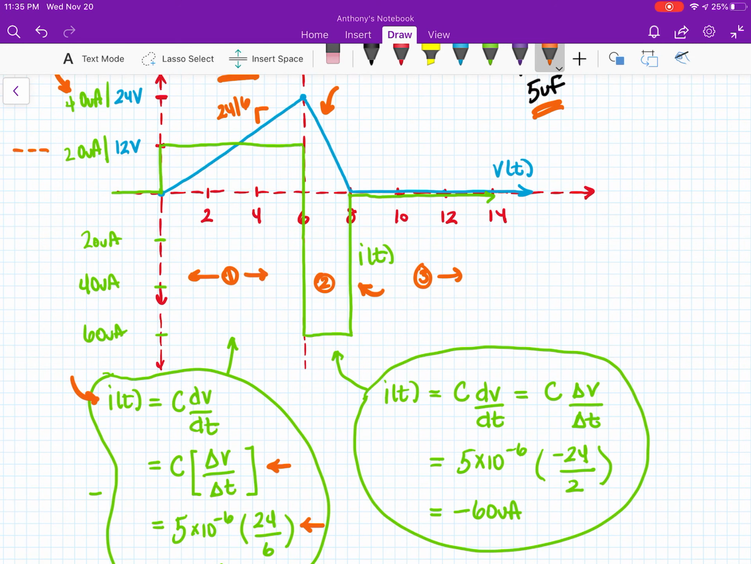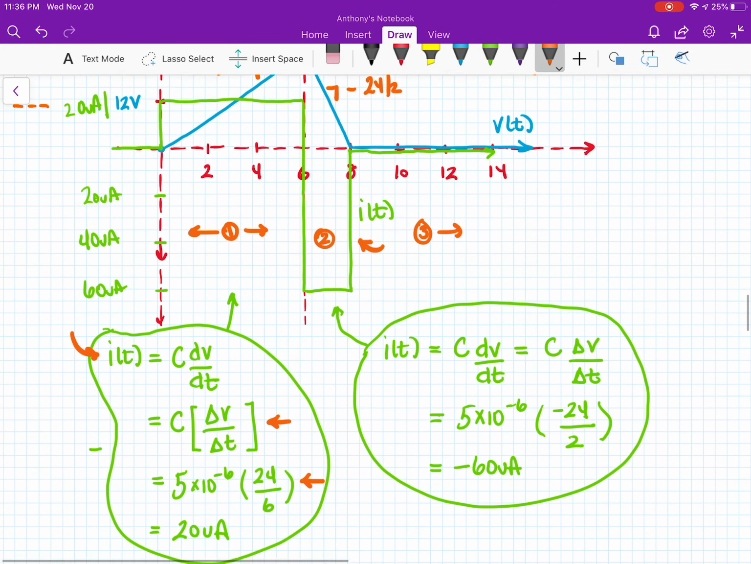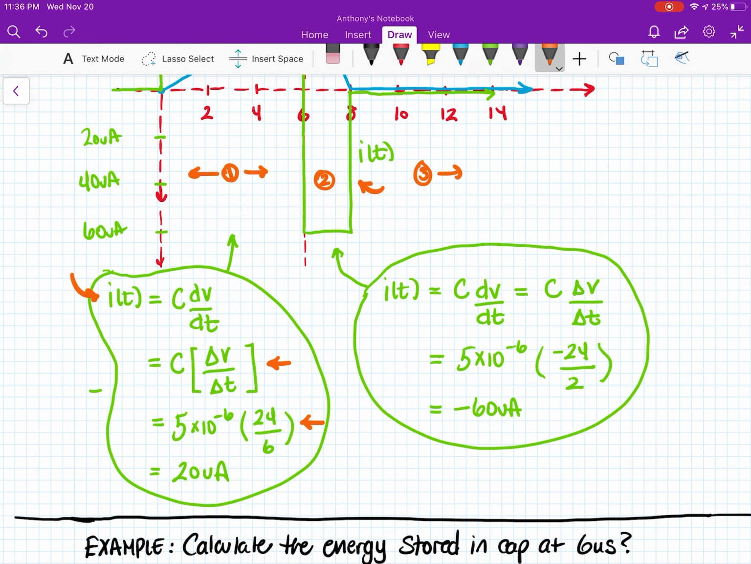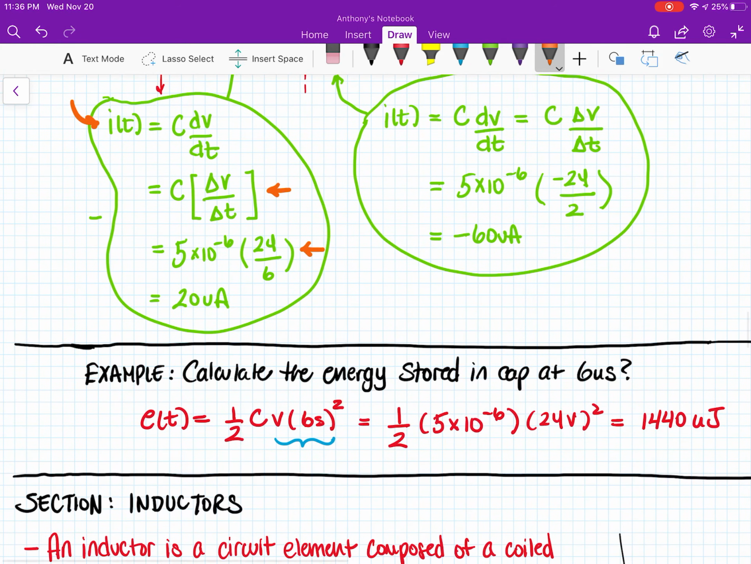at this line. For region number 2, we do a similar calculation, except now our slope is going to be negative 24/2 because the drop happens in 2 seconds. So we take the same capacitance, multiply by negative 24/2, and we end up with a negative 60 microamp current value.